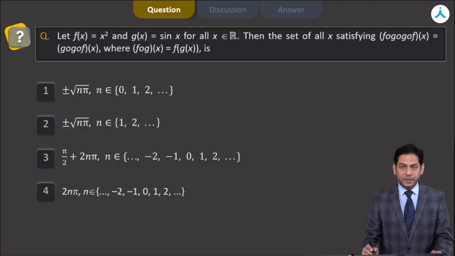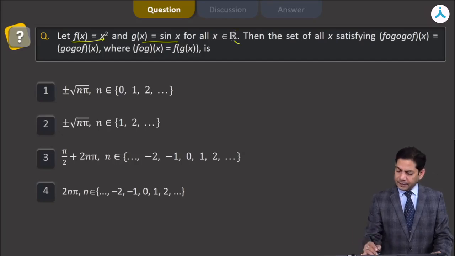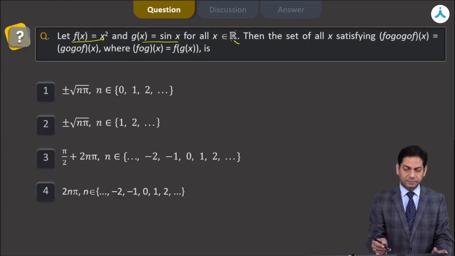Dear students, in this problem, we are given two functions f of x is equal to x square and g of x is equal to sin x. And they are given to be defined for all x belonging to R. Then the set of all x satisfying f of g of f of x is equal to g of f of x, where f of g of x in standard notation denotes f of g of x.